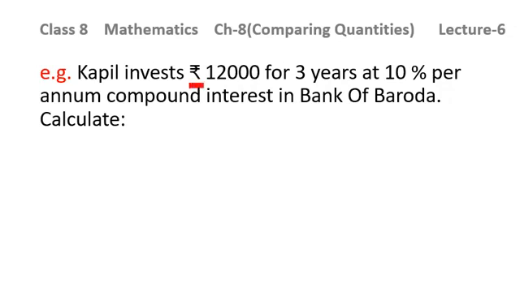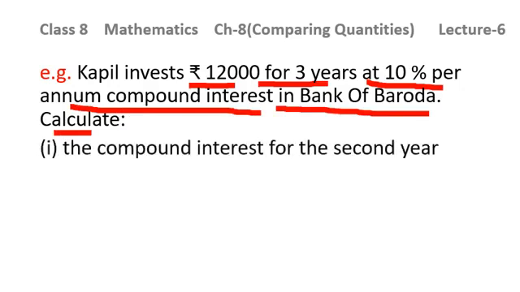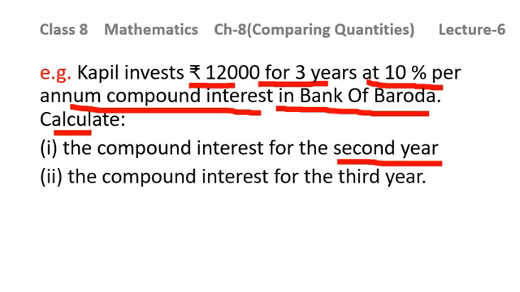Kapil invests rupees 12,000 for 3 years at 10% per annum compound interest in Bank of Baroda. We need to calculate the compound interest for the second year and the compound interest for the third year. So what is the principal here? 12,000 rupees. Time is 3 years. Rate of interest is 10% per annum. Let us see how we will calculate it.